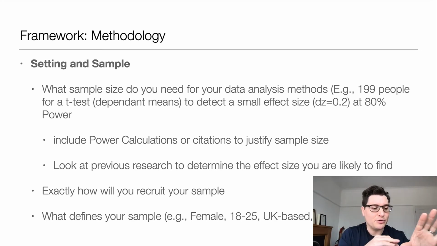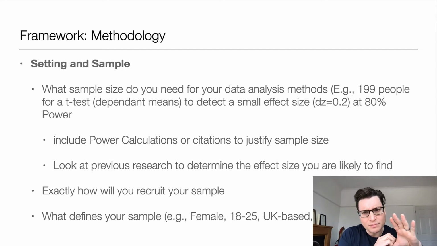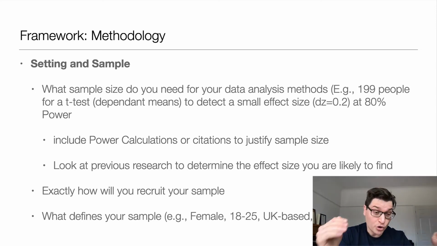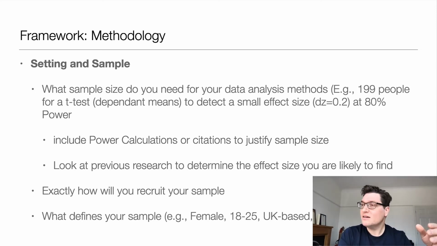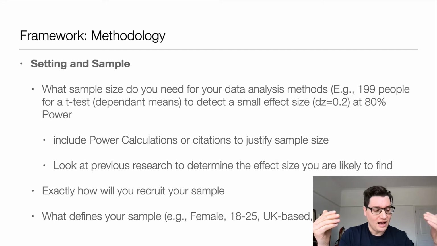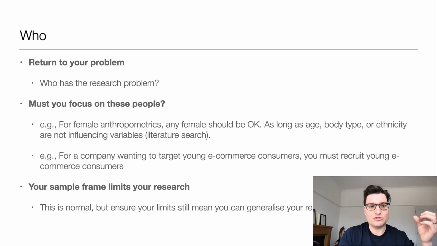Once you know how many people you need, you can start to think about how you will recruit them, and really describe in your methodology how you will get them. It's not "I'll go and get them." It's "I'll put up Facebook adverts, posters, etc." But the first thing you have to think about is who they are.